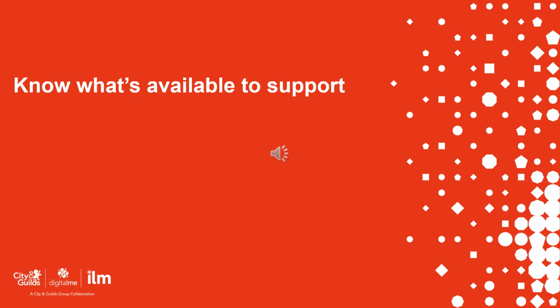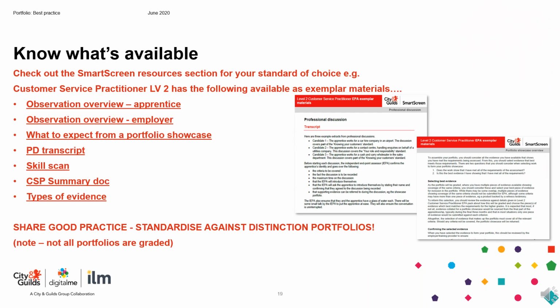We're now going to look at what support is available for building a portfolio. It is important to know that all standards have supporting guidance documents to help both centres and learners complete endpoint assessment successfully. Some standards also have exemplar materials which are found on our SmartStream platform. If these are available for your chosen standard, these can be accessed once a learner is registered with City and Guilds. An example of this can be seen here, showing what is available for the Level 2 Customer Service Practitioner upon registration of a learner.